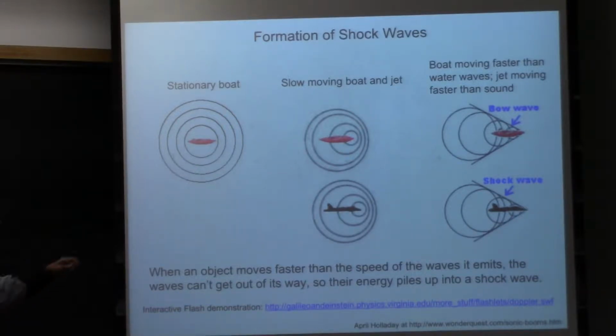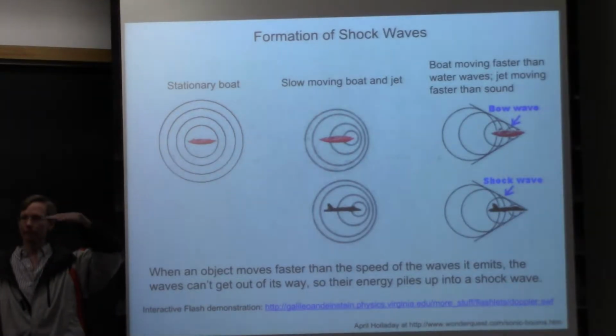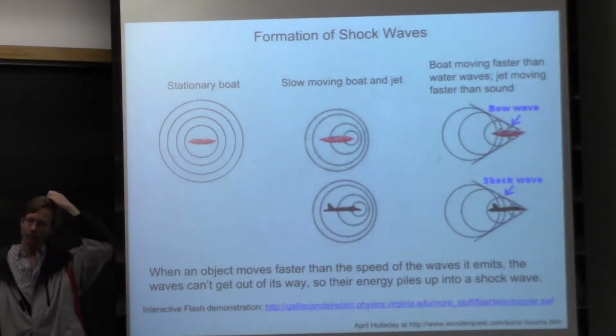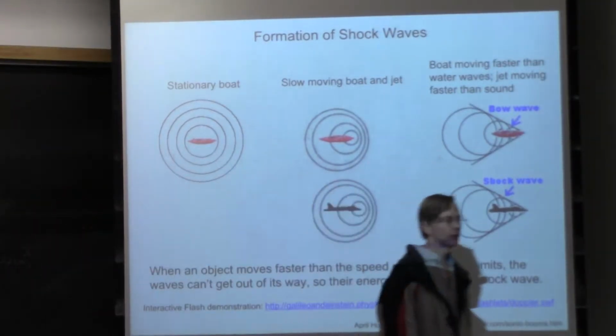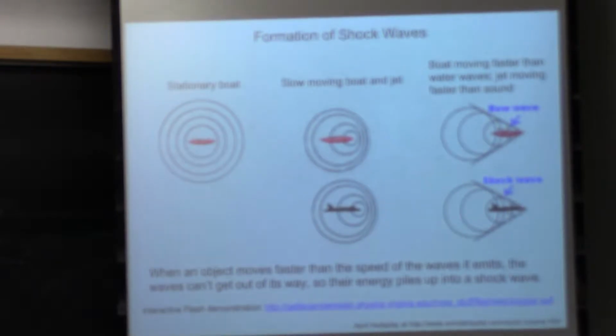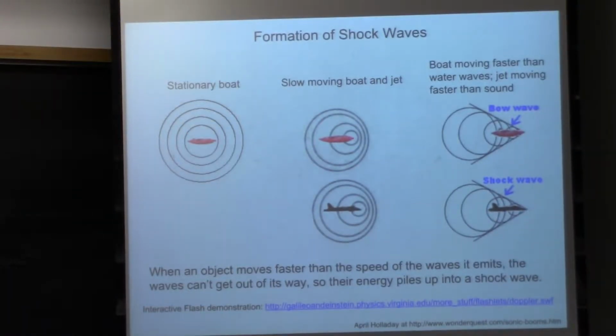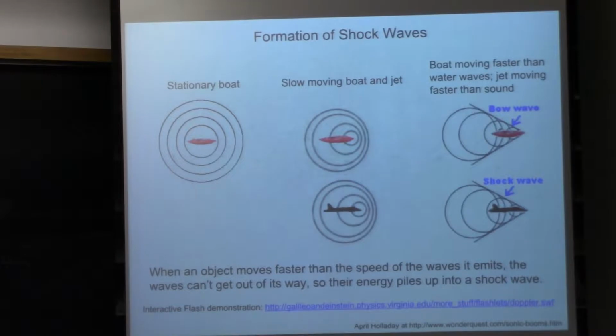Here we have a stationary boat that's bobbing up and down in the water. As a result, ripples are spreading away from it, forming circles on the surface because they are all centered on that same point.